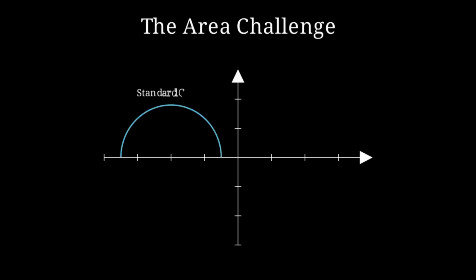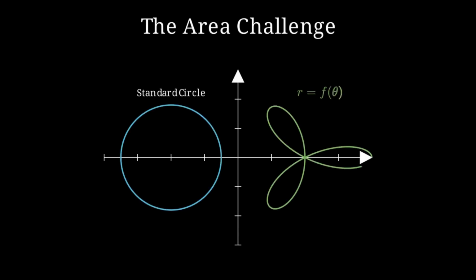In Cartesian coordinates, we find areas under curves using rectangles. But how do we find the area enclosed by a curve defined by a radius and an angle? Today, we will learn how to calculate areas for polar functions using integration.